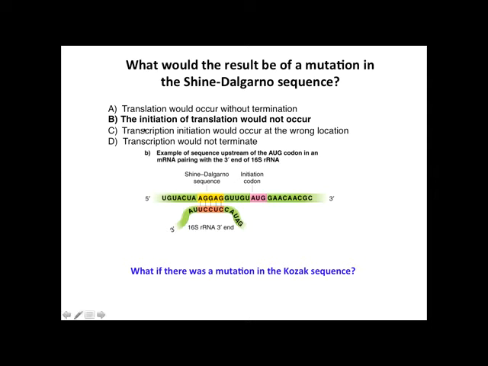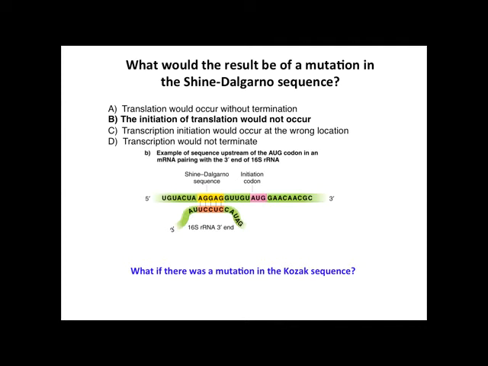Now, it's possible that C could occur. Translation initiation could occur at the wrong location if there was another sequence that was very similar, or actually identical, to the Shine-Dalgarno sequence. So B is the most likely result, in that initiation of translation would not occur. But it's possible that C could occur if there is a different Shine-Dalgarno sequence, but that's rare. Now, it asks down here, what if there was a mutation in the Kozak sequence?